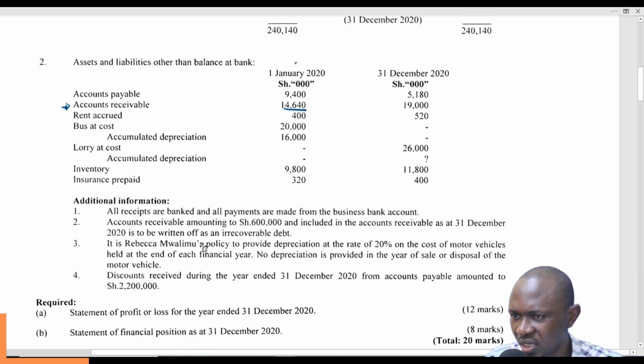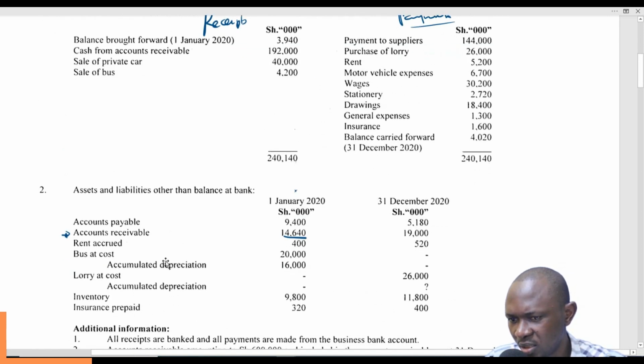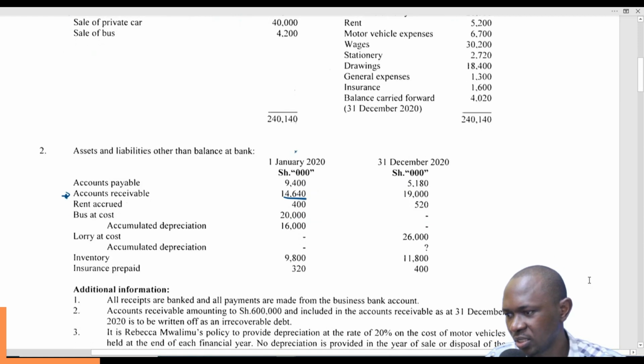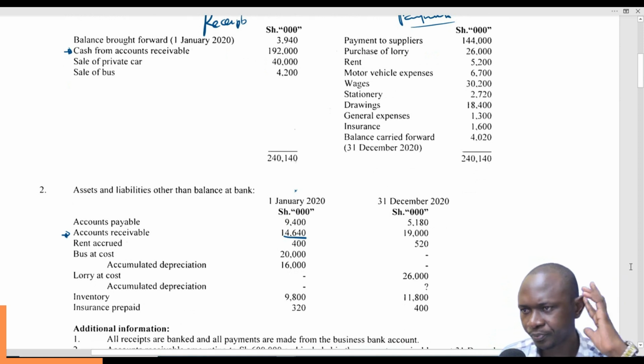So we are looking for the sales. We'll simply come back to the question and look for sales, and it looks like the sales has not been given to us directly, but this can play the same role. Cash received from accounts receivable. That is money received from the customers, and that is 192,000.